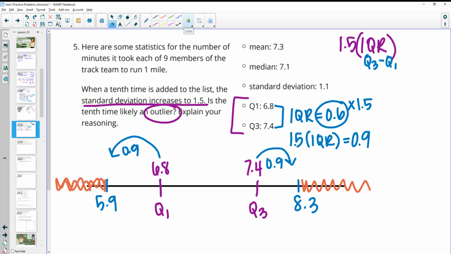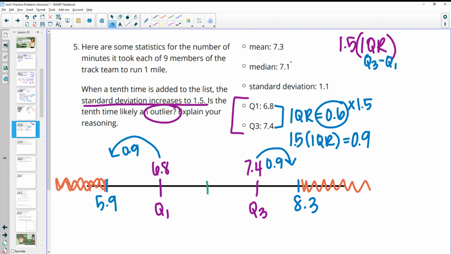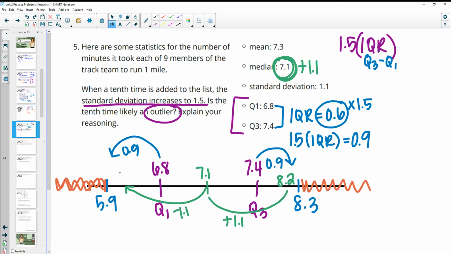Now, the other thing to take into consideration is what a standard deviation means. A standard deviation means we just add 1.1 to this median. So if we add 1.1, 1 standard deviation away is going to be at 8.2. And 1 standard deviation this way, if we subtract 1.1, we'll be at 6.